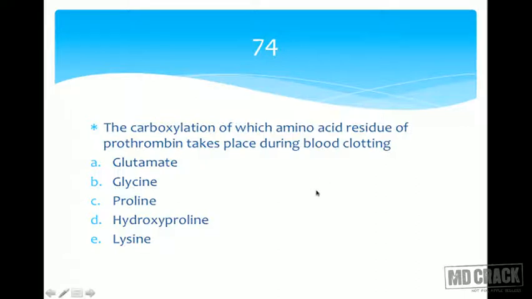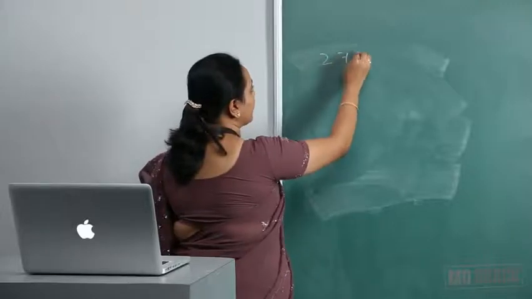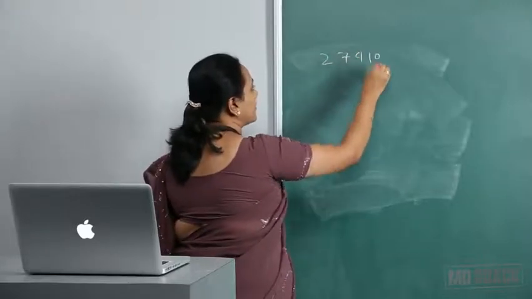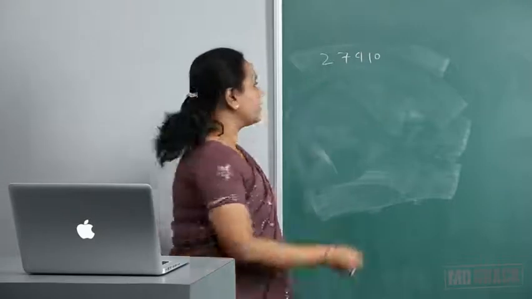The carboxylation of which amino acid residue of prothrombin takes place during blood clotting? Again, chemistry. So let us look at the answer. The answer is glutamate. More than blood clotting, I think blood clotting has got nothing to do with carboxylation. But carboxylated prothrombin are the ones which can combine with calcium and lead to blood clotting. So certain clotting factors, that is 2, 7, 9, 10. You should be able to remember 2, 7, 9, 10 Roman numerals.